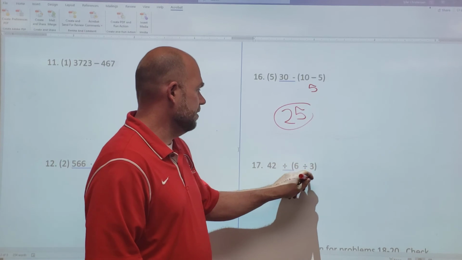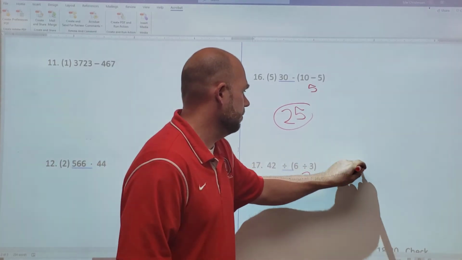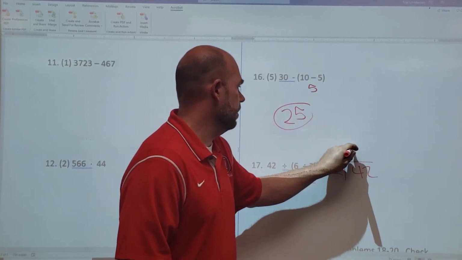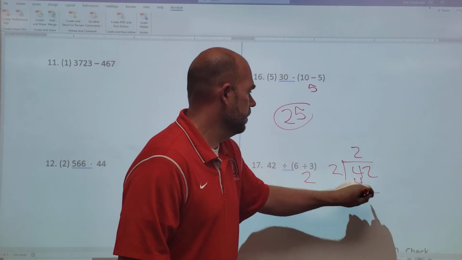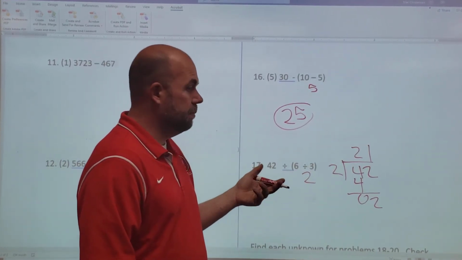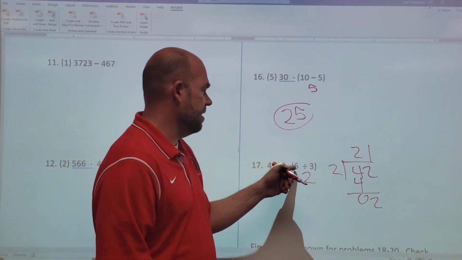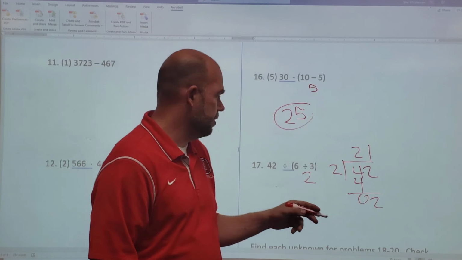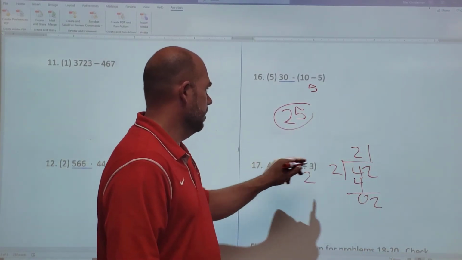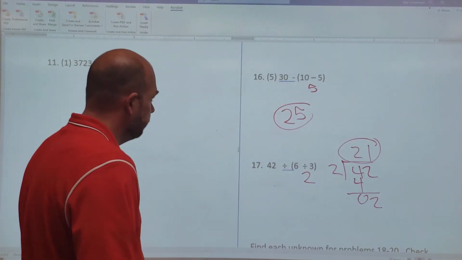6 divided by 3 is 2. 42 divided by 2 is 21. We know because we can write 42 in the big box. Divided by 2. 2 goes into 4 2 times. And then 2 goes into 2 1 time, 21. That would be different. Let's see if this one's different. 42 divided by 6 would be 7. 7 divided by 3 would be 7/3. So yes, it is different. Here we got the right answer by going with the parentheses first. So we get 21.